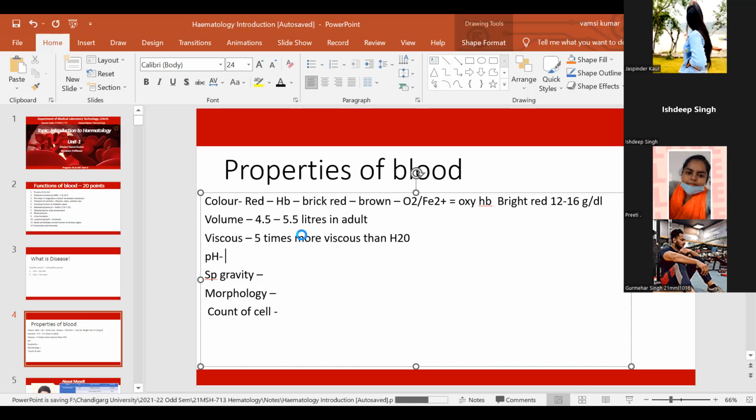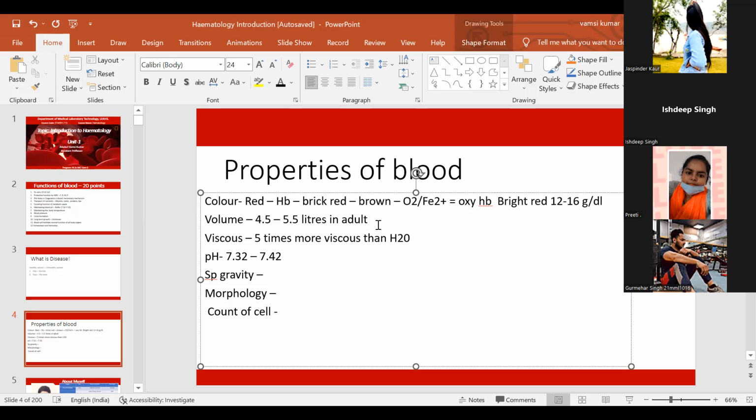By the way, why is it somewhat viscous compared to water? Because of the presence of proteins in the blood, albumin. Because of albumin, blood is slightly viscous. And what is the normal pH? Normal pH is 7.32 to 7.42. Some textbooks give a slightly different range, 7.34 to 7.44. So it will fall between 7.3 and 7.4.